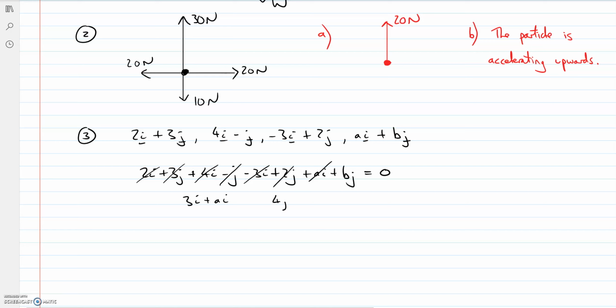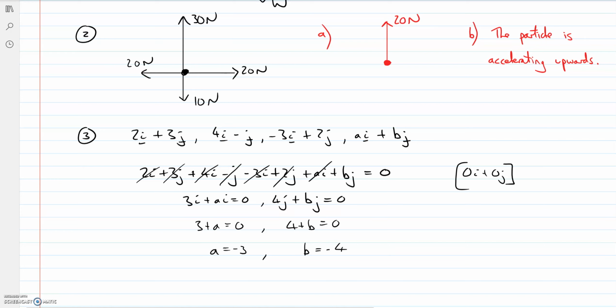So I've got 4j plus bj, and we know that both of these equal 0 because there should be 0i plus 0j effectively on this side. Then we can just look at the coefficients, so 3 plus a is 0, and then 4 plus b is 0, so a will be minus 3, and b will be minus 4.